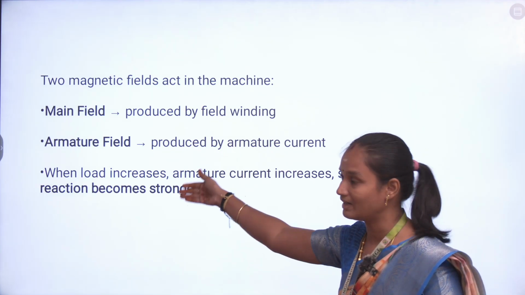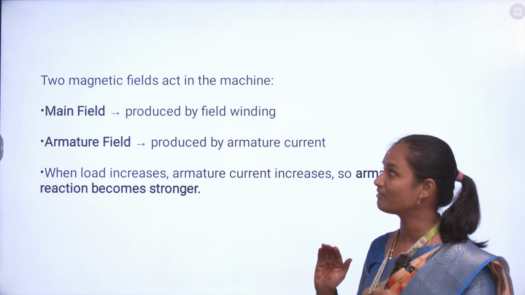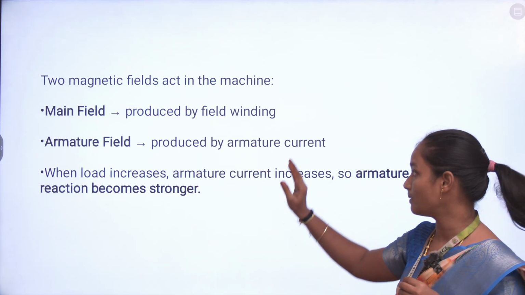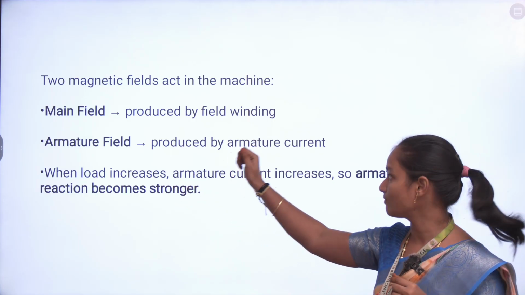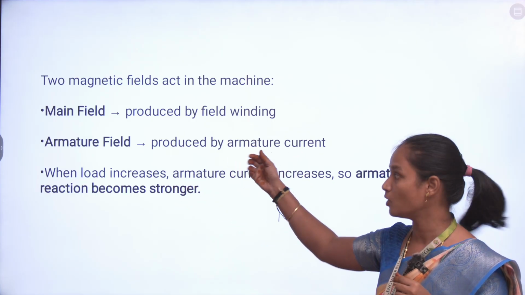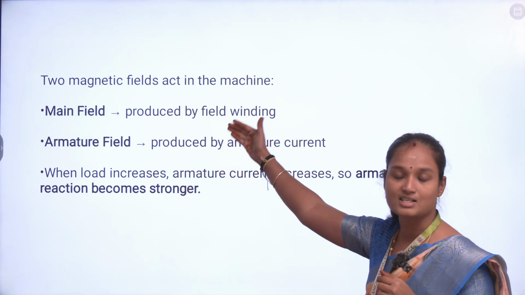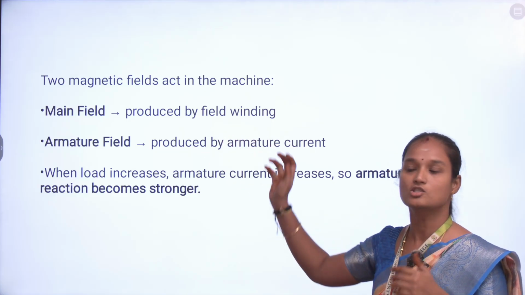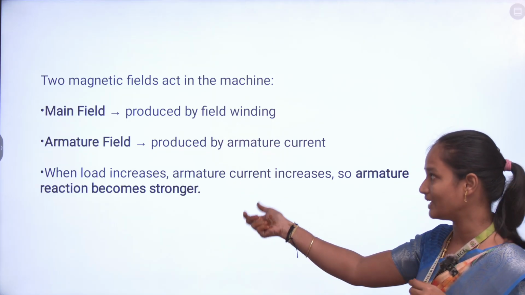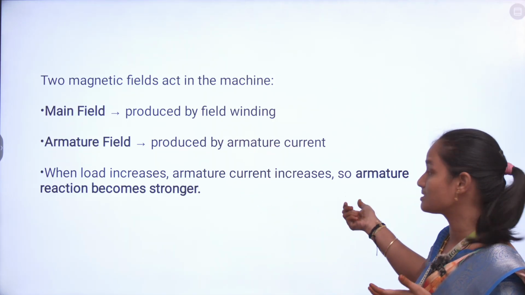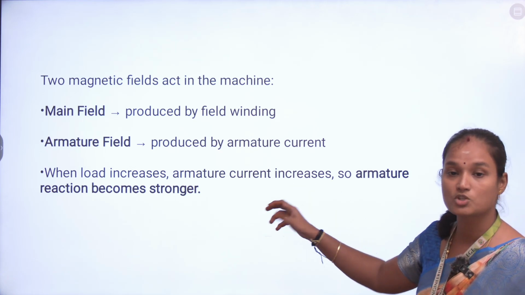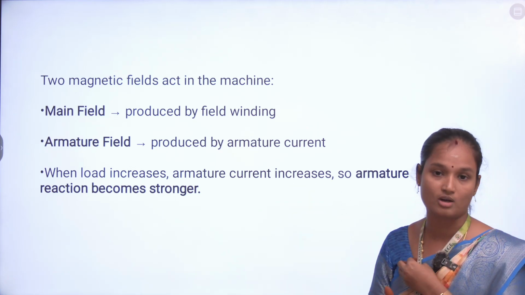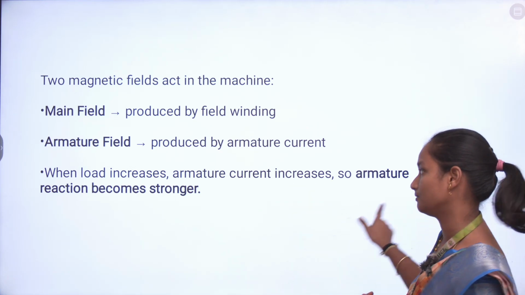Next, there are two kinds of field. One is the main field and the other one is the armature field. The main field is produced only by the field winding. The armature field consists of the armature current. This armature field disturbs the main field, and that is called armature reaction. When load increases, the armature current increases, so the armature reaction becomes stronger. Therefore the loss will be very high.